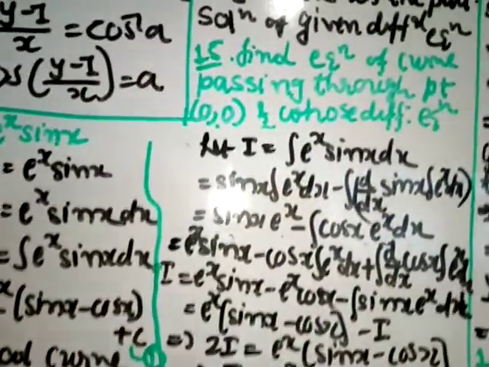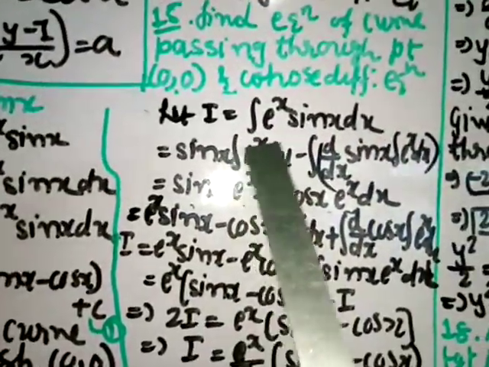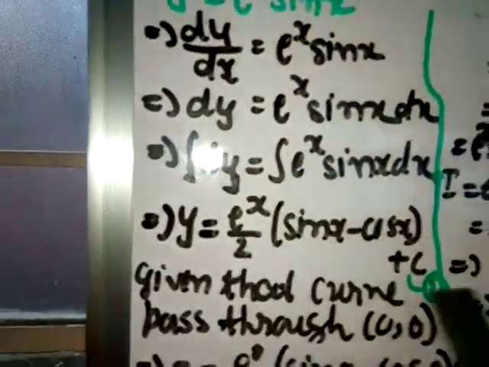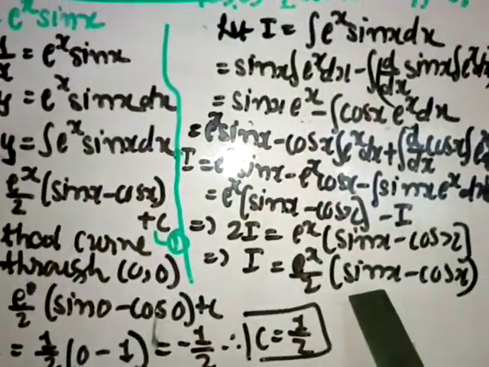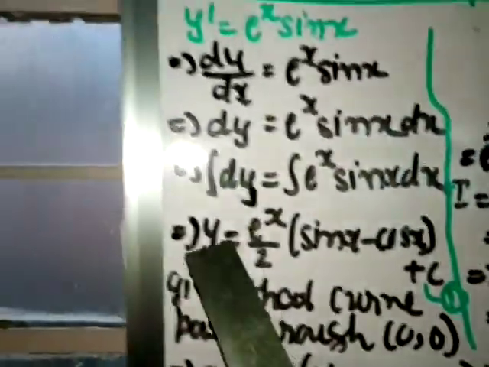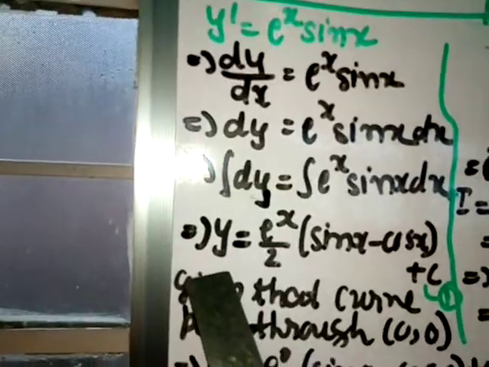So now this value of the integral e power x sin x dx I will put here. Okay, so the integral of this I am putting from here: e power x by 2 into (sin x minus cos x) plus c, and this 2 also is there. Okay, and the integral of dy is y.